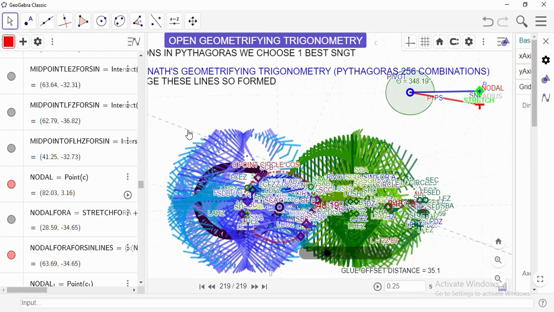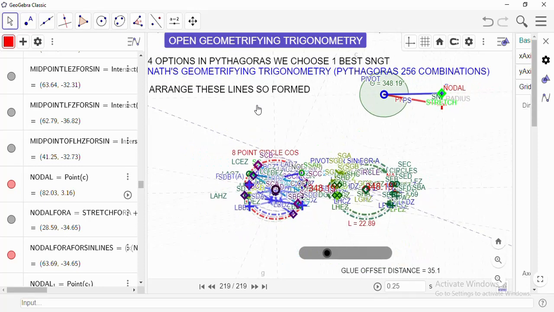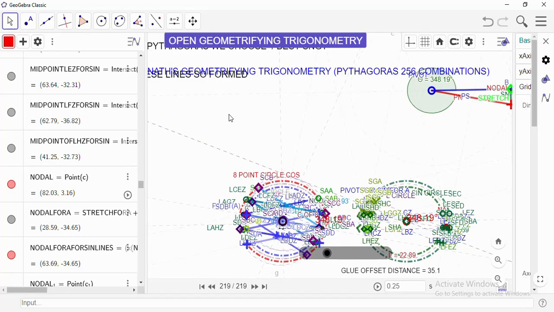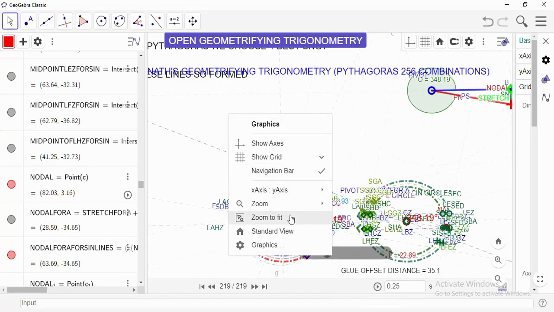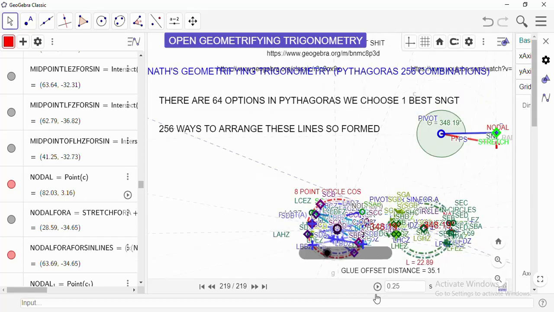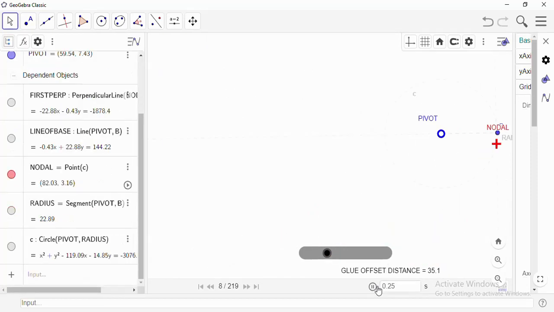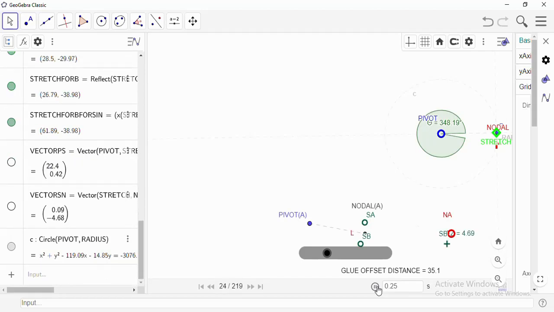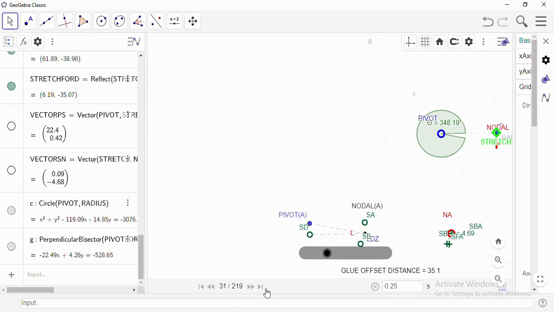I'm stopping the animation so that I can show you the construction steps in this video. Suppose I want to zoom to fit, and then I will play this construction sequence like this. The 219 steps are done to construct this whole thing.